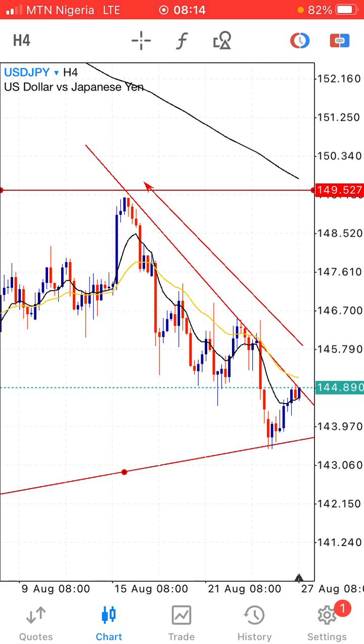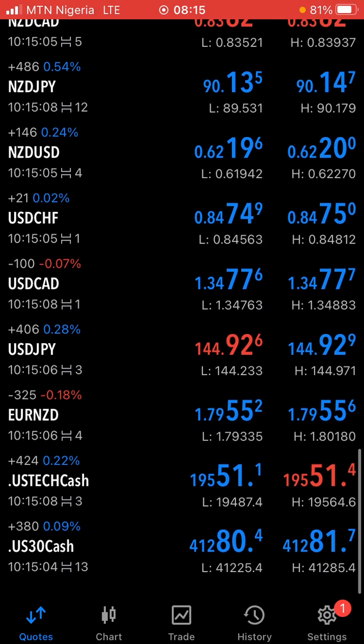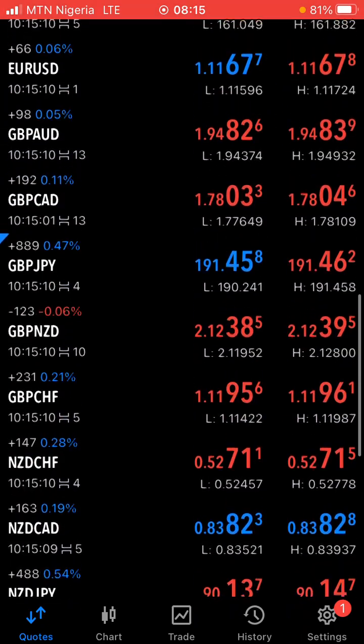A buy. USD, like I said, is on an uptrend. USD has been suffering massively, so I'm expecting a change of momentum. Let's go to AUD USD, Aussie dollar.